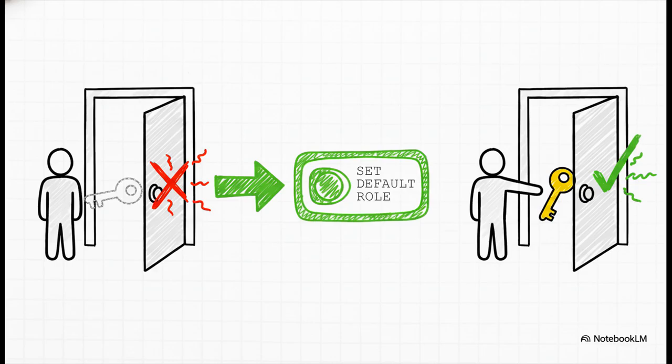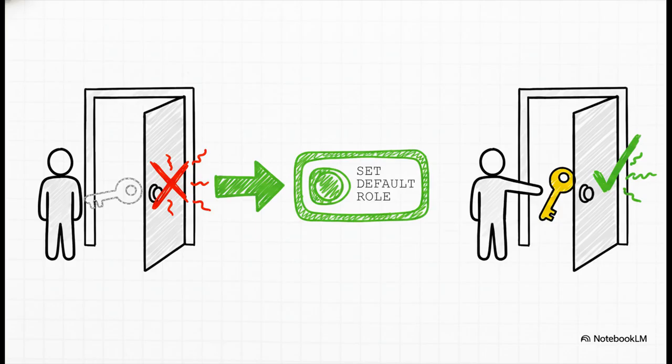Okay, and here's the pro tip. This is the kind of thing that separates the rookies from the pros. Just granting a role to a user isn't quite enough. By default, it's actually inactive. You have to explicitly run SET DEFAULT ROLE for that user. This is what makes sure that every single time they log in, they get the right permissions automatically.